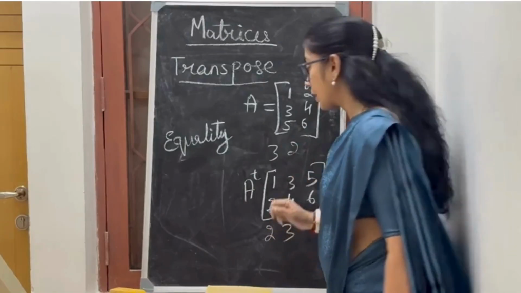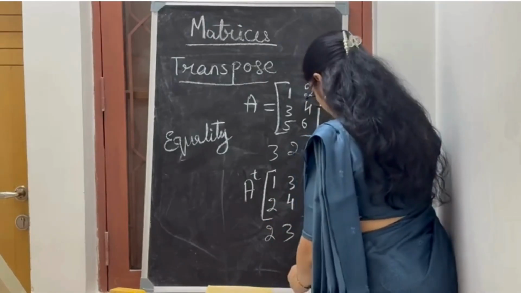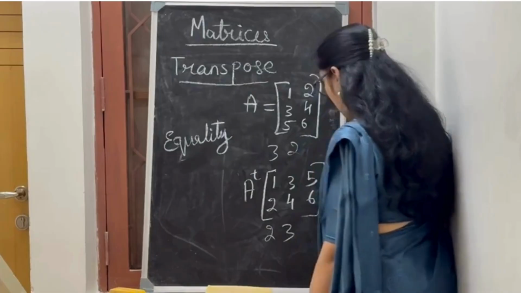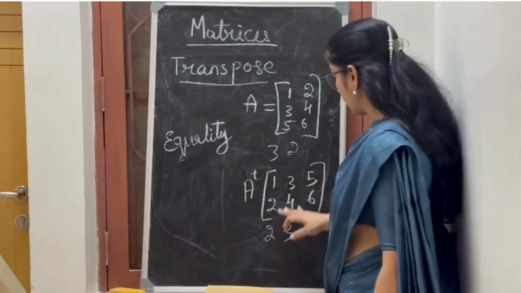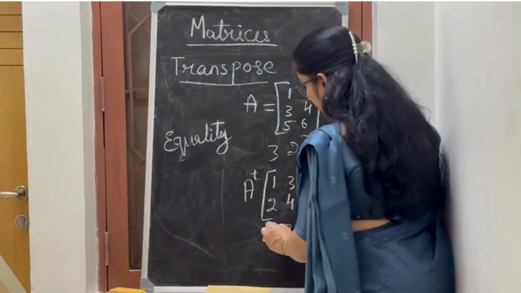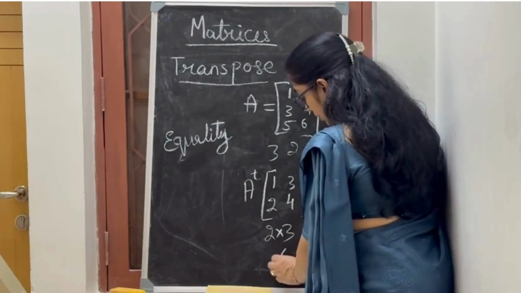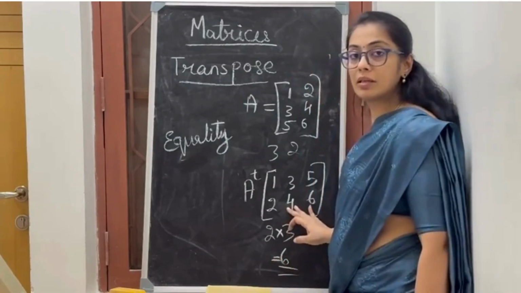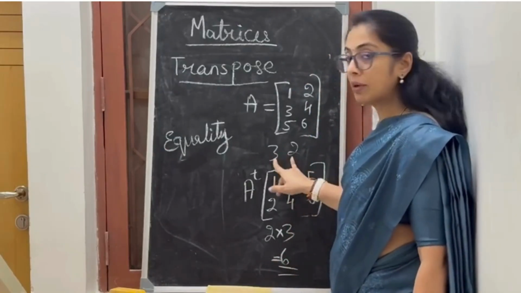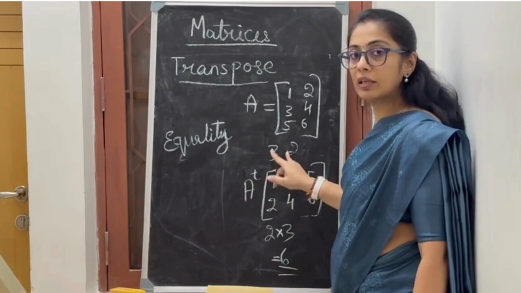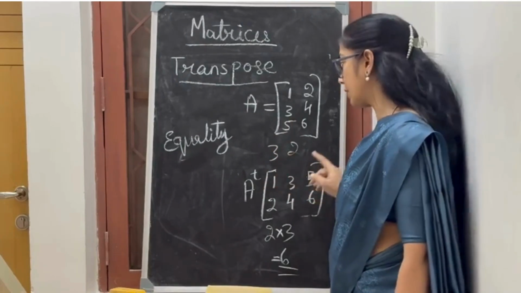One more thing I forgot to tell you guys is that whenever you multiply rows into columns, you will get a number. The number that you get is the number of elements in the matrix.